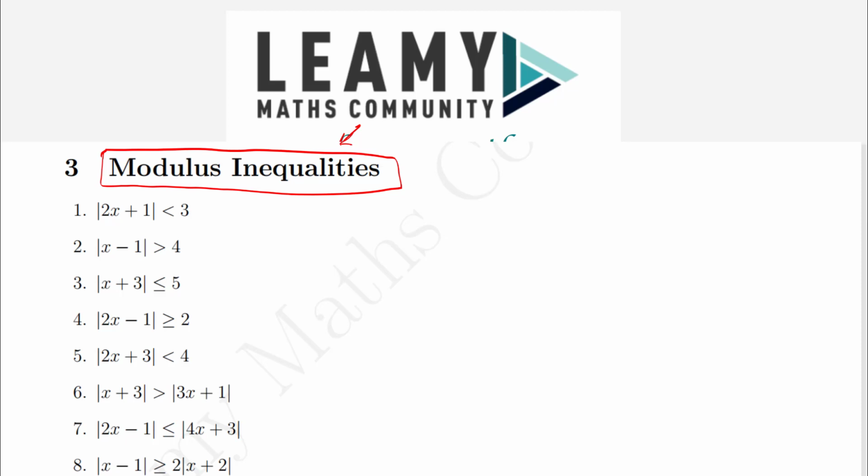Let's have a look at some modulus inequalities. So the easiest way for me to do this would just be to do some examples for you. So I'm going to go through question 1 here as an example for you. The reason we call them modulus inequalities, we use the word inequality because of these less than and greater than signs that you see. And then the modulus symbols, these absolute value symbols, we often refer to as the modulus. So these are modulus inequalities.